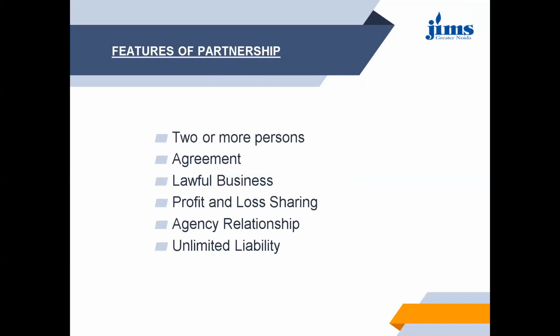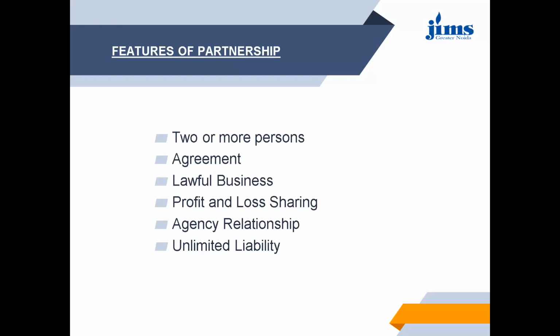Next is lawful business. Partners must agree to carry on some lawful business. Only holding of property in, say, joint ownership cannot be considered as partnership. So there must be a lawful business. There must be certain activities, like production of goods or distribution of goods and services. Next is sharing of profits and losses. So there has to be an agreement between the partners to share the profits and losses of the business.